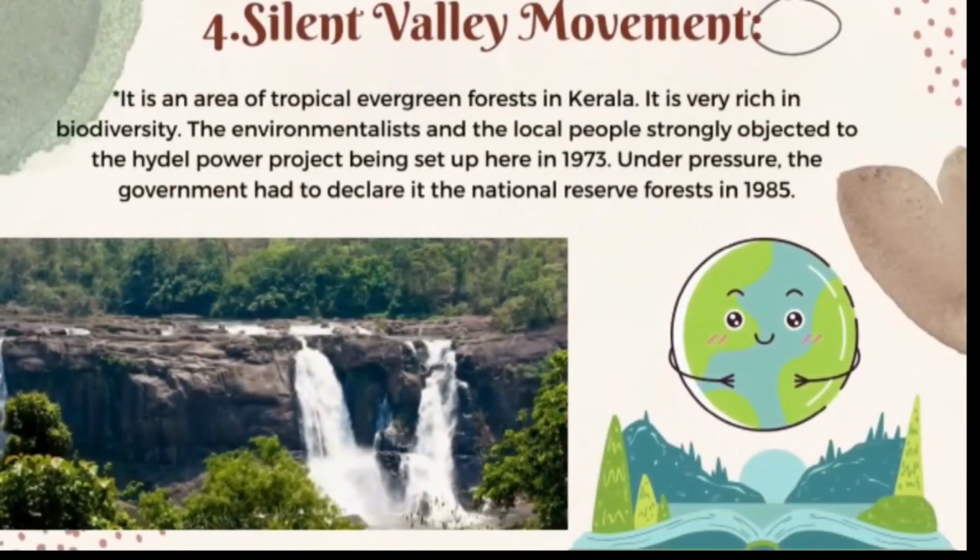Silent Valley Movement. It is an area of tropical evergreen forest in Kerala. It is very rich in biodiversity. The environmentalists and the local people strongly objected to the hydropower project being set up here in 1973. Under pressure, the government had to declare it the National Reserve Forest in 1985.